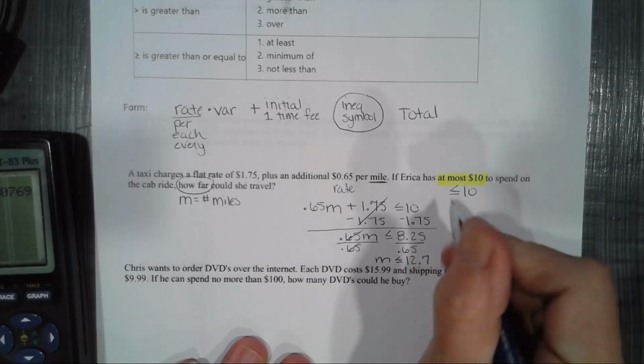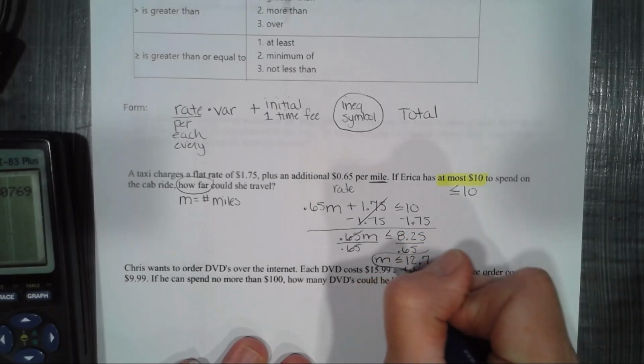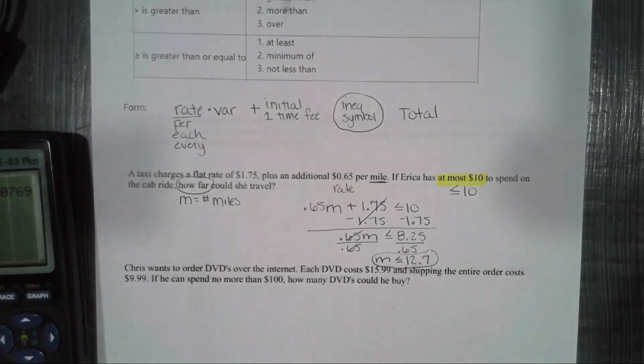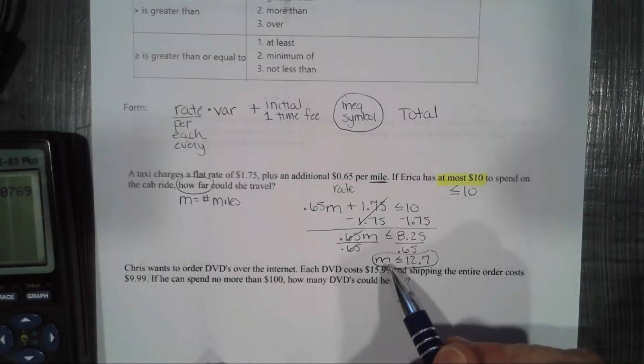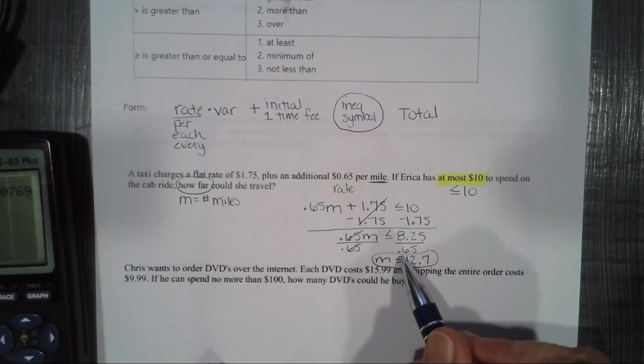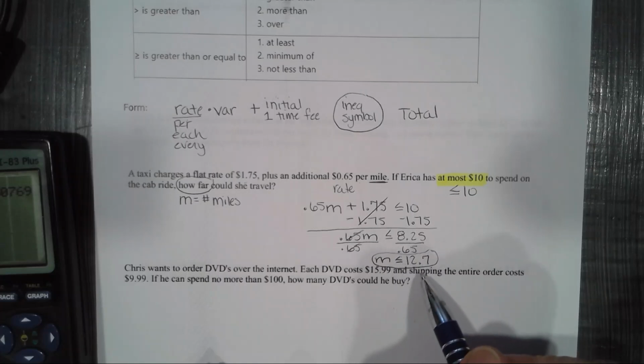Now, you might say, great, we're done. This is my inequality. I'm in good shape. This is what we've got to be careful about. Okay. The number of miles she can travel is less than or equal to 12.7.